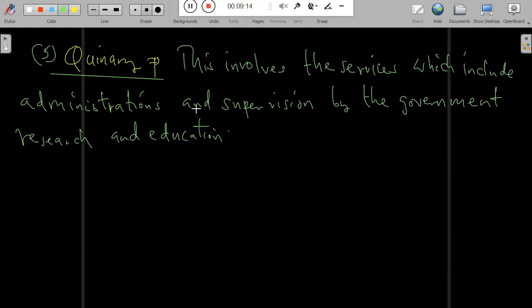Also under what is known as the quinary, this involves services which include administration and supervision by the government, research and education. This is the part involved in production activities. So the issue of administration and supervision by the government is involved in what is known as the quinary, which includes services such as administration and supervision by the government, research, and education.